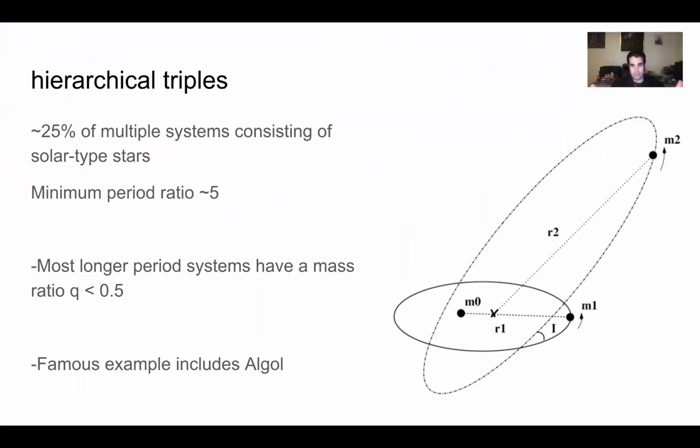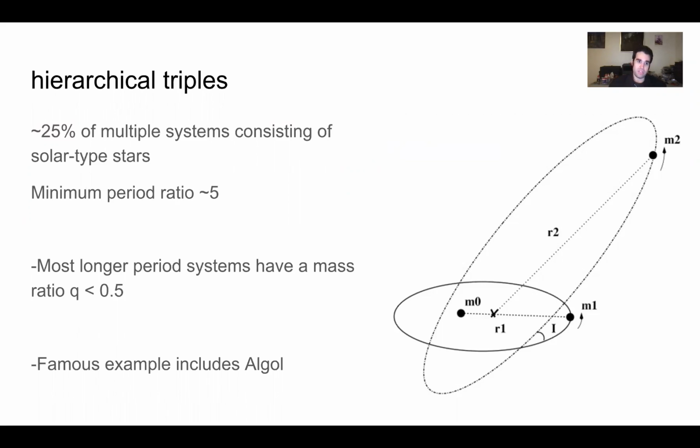So a triple star system is a hierarchical triple where you have a close binary at the center, and you have a wide tertiary orbiting it. 25% of multiple star systems are in these kinds of triple configurations. The minimum period ratio for these systems is around 5 to 10, such that the orbital period of the tertiary is never shorter than this. Otherwise, the system would destabilize.